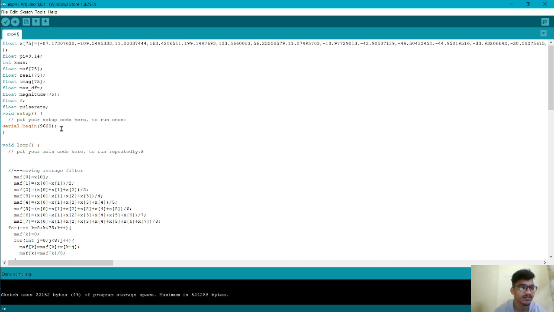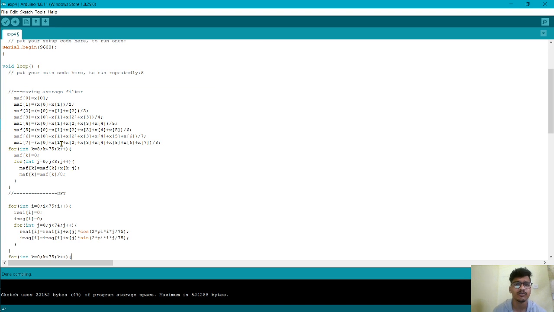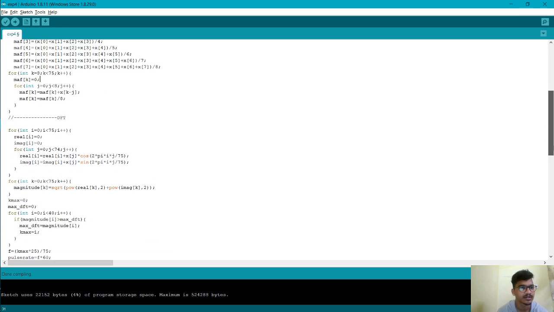So in this setup we have to begin the code and then the while loop. We are going to put our main code in this to run repeatedly. So first we have applied the moving average filter to the given input signal X. I have initialized the seven initial values of the moving average filter so that we don't get any disturbance in the output, and then we are going to apply the moving average filter here. Here we are applying the moving average filter with L equal to 8.